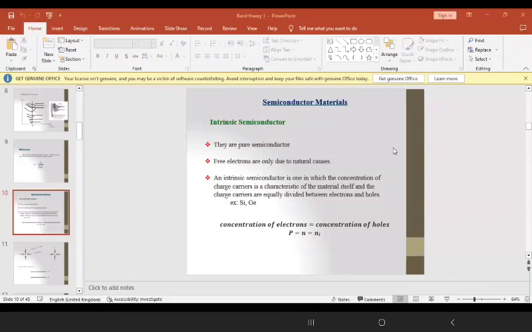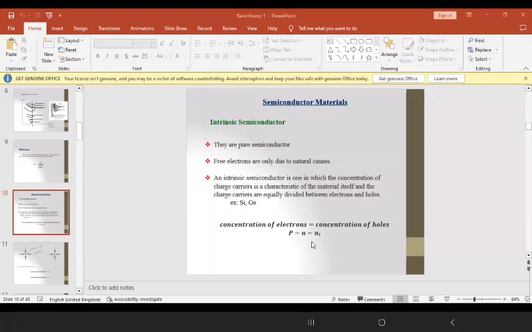In my last lecture, I started to discuss semiconductor materials. So I discussed what is intrinsic semiconductor, what is extrinsic semiconductor. Intrinsic semiconductor is a pure semiconductor where the concentration of electrons is equal to the concentration of holes. Whereas in extrinsic semiconductor, we are adding some impurity elements to the pure semiconductor, so that is not pure.